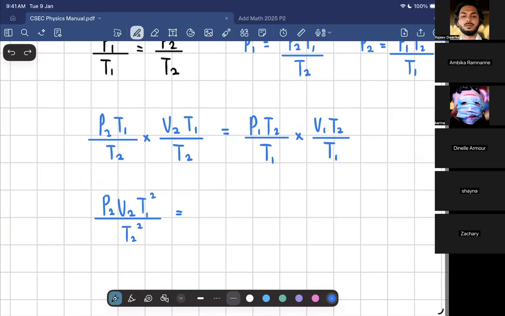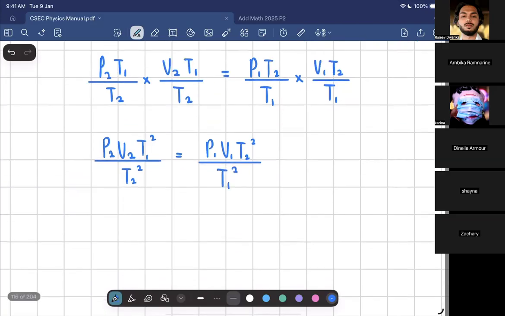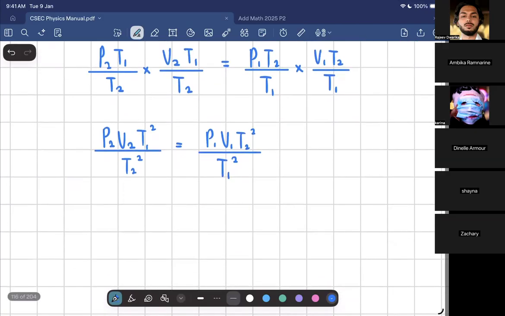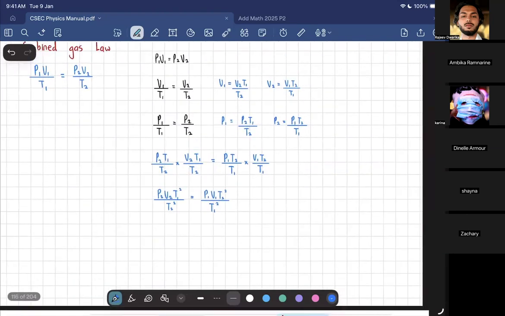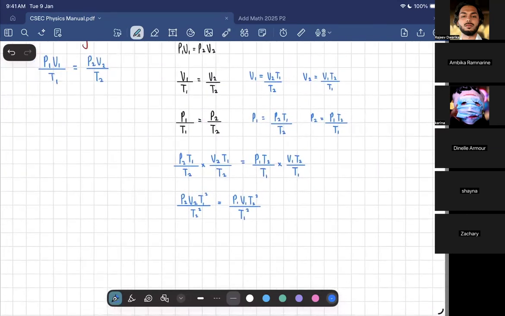P1 by V1 by T2 squared over T1 squared. All right. We're very close to getting where we want to be. Okay, so you want to get P1 V1 over T2, I mean P1 V1 over T1, right? Supposed to get the answer.